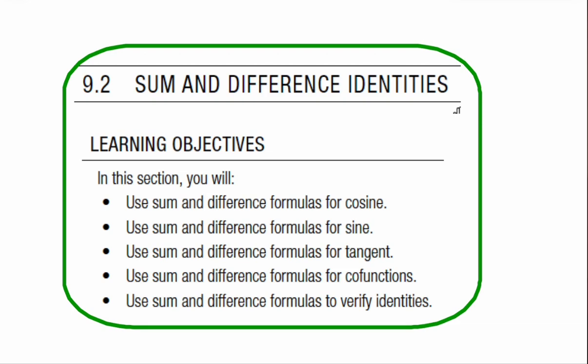So 9.2, and you'll find the rest of chapter 9 a little different from 9.1. 9.1 was about manipulating those identities that, as you saw, were pretty complicated. 9.2, we are going to use the sum and difference formulas. They are going to be formulas that you will not have to memorize.